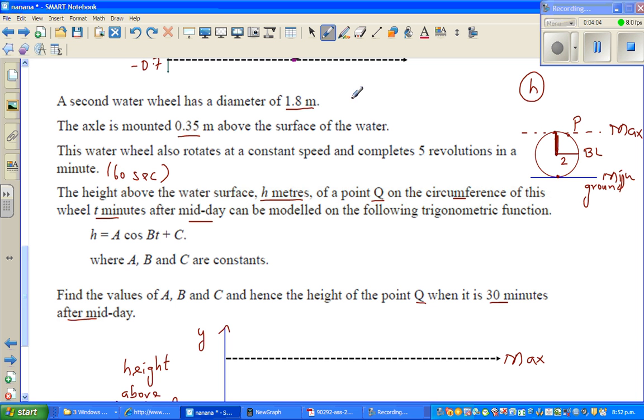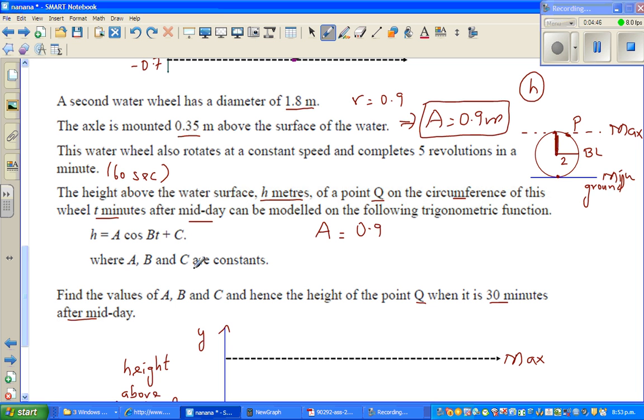So in other words, here the radius is 0.9 meters. And that tells me the amplitude, which is A here, A is 0.9 meters. I hope I have not confused you more. Imagine a wheel which is fixed and it's rotating, and you think of a point P and you're talking about the height of point P above the ground. So that will be a trigonometric function. So in other words, A is 0.9 units.